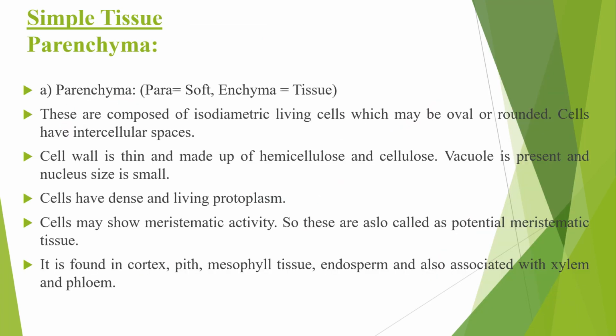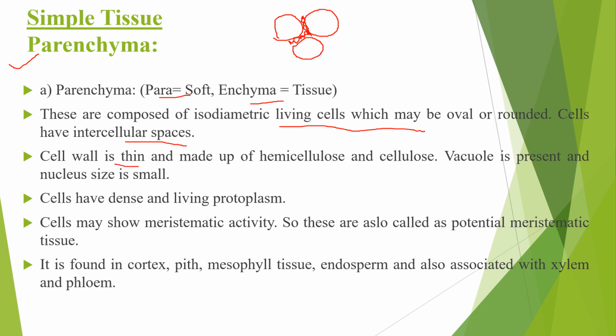The first category of simple permanent tissue is parenchyma. What is parenchyma? Para means soft and enchyma means tissue. So these are composed of isodiametric living cells which may be oval or rounded. Cells have intercellular spaces. That means these are cells, more or less spherical in shape, and they have some space in between them. These are the spaces.